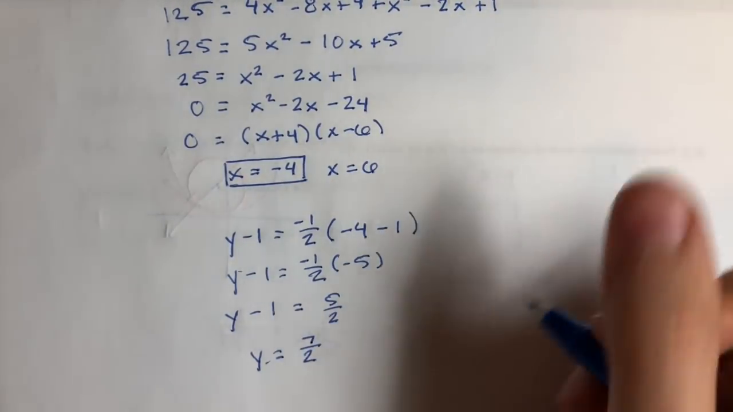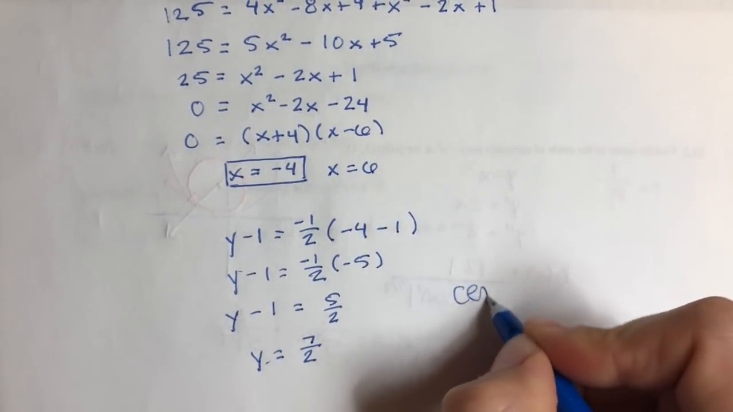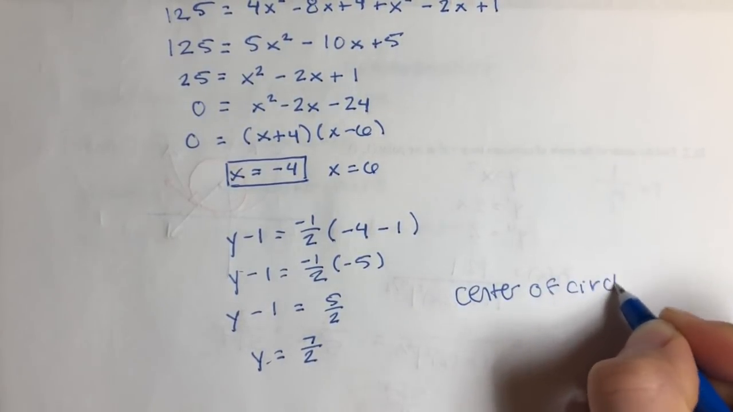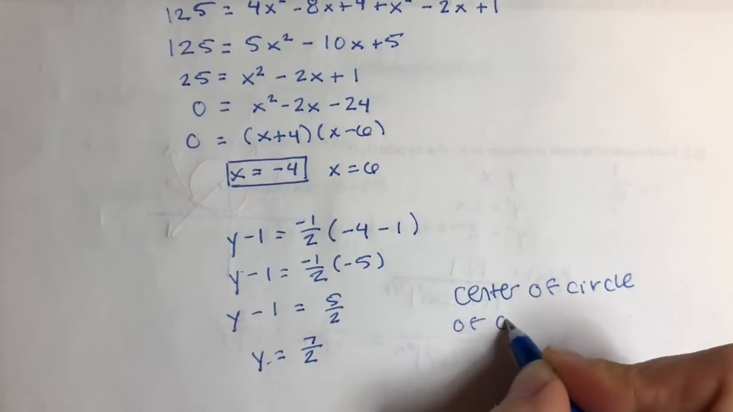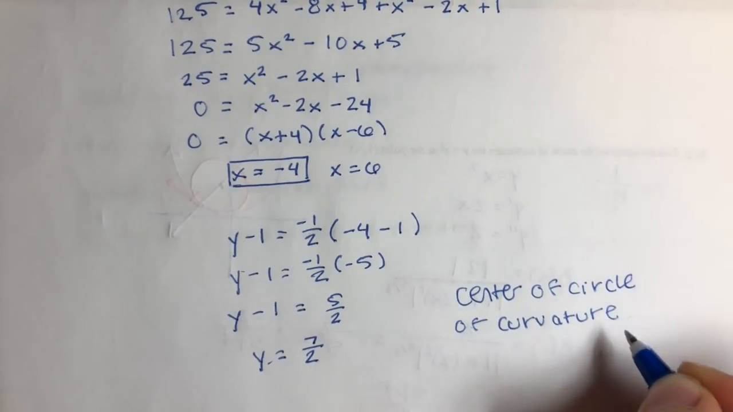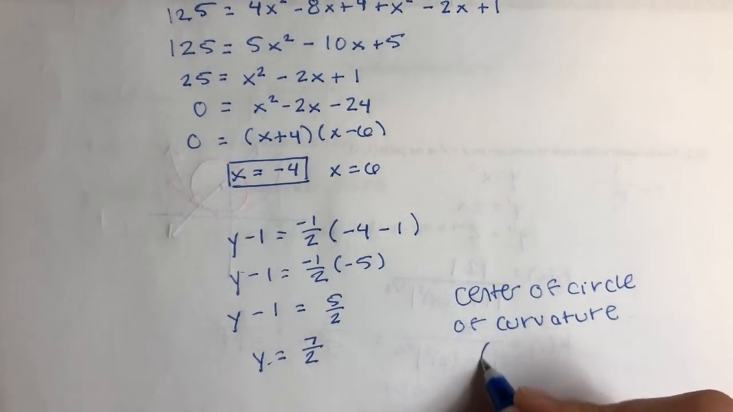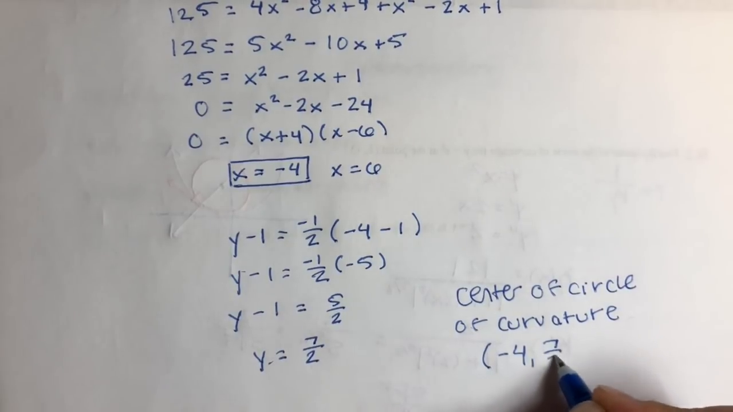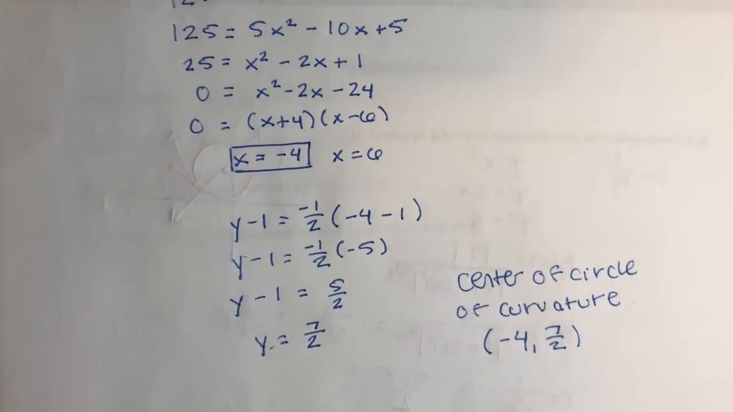So last but not least, the center of my circle of curvature for y equals x squared at the point (1, 1): the center of the circle of curvature is (-4, 7/2). And that took a little bit of work, but we did it.